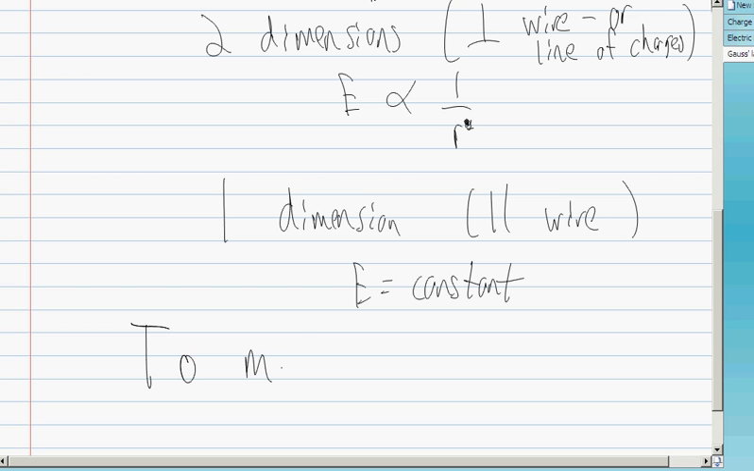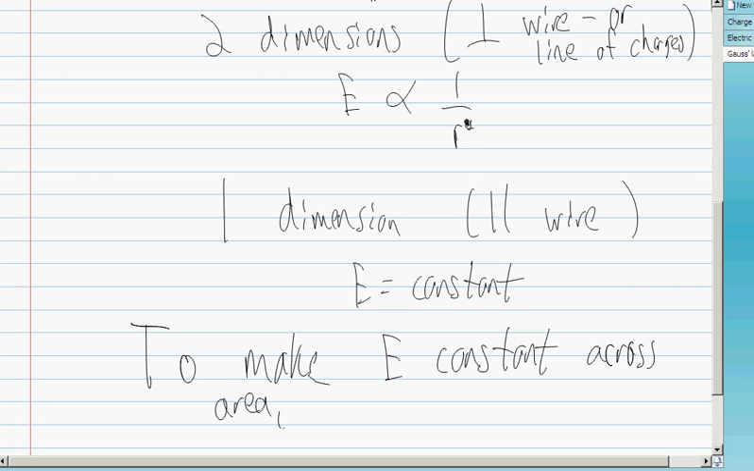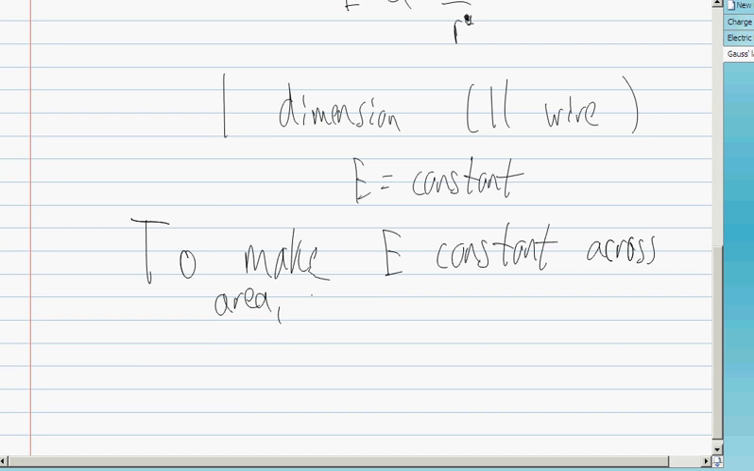To make E constant across the area, we're going to use a cylinder as the Gaussian surface.